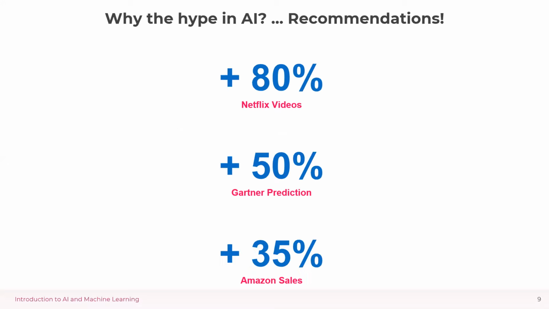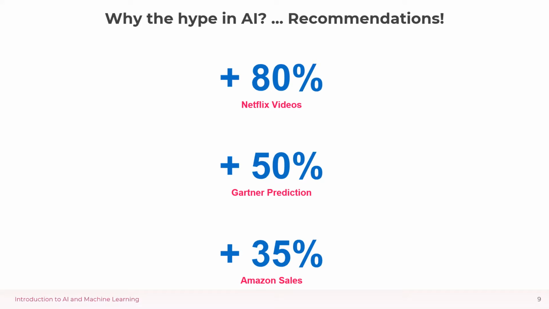Okay, so the crash course begins now. Why is the hype in AI? And the reason is obvious, right? This is a slide I presented for one of my clients about 3 years ago. And even at that time, 80% of watched videos on Netflix were coming via recommendations. 80%, which means your recommendation had better be good. Otherwise, the viewers are not going to watch it, right?